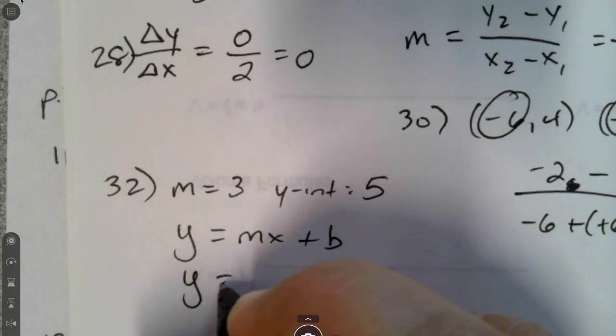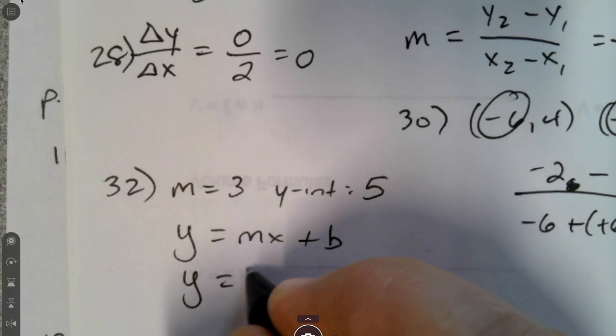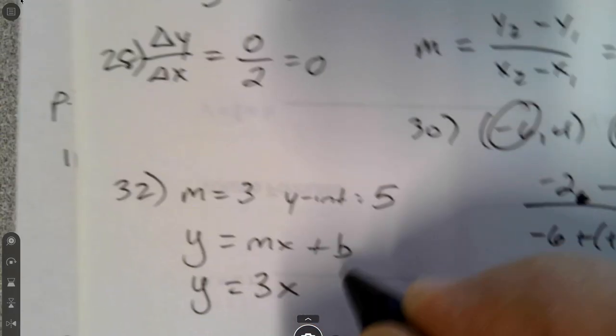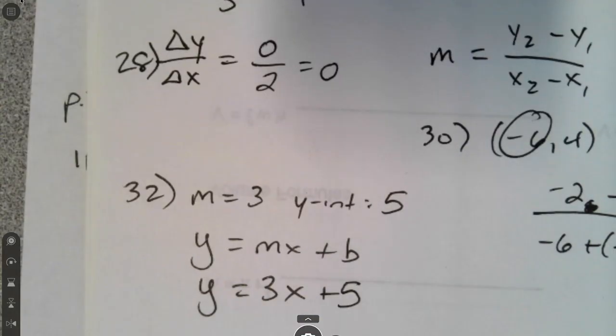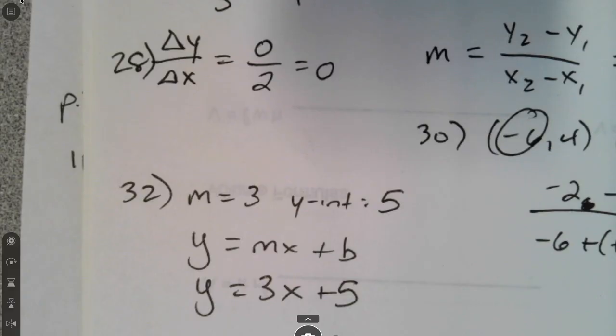So you just write y. The slope is 3. The y-intercept is b, so you put 5 in for that. So that's truly all you have to do to write the equation. Now next, they want us to do the graph.